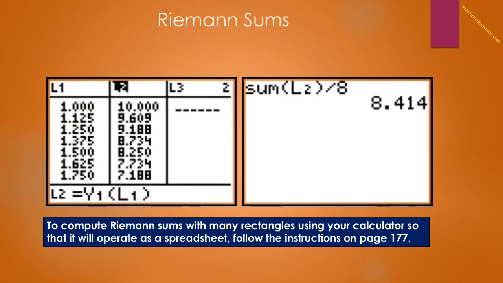Rarely will you have to compute Riemann sums with a great many rectangles because of the time involved, even though it will give you greater accuracy. But you can use your calculator to create a spreadsheet that will quickly generate a Riemann sum with as many as 100 rectangles. The procedure, while not difficult, is better read than spoken, and it's spelled out with a concrete example on page 177 of your manual.